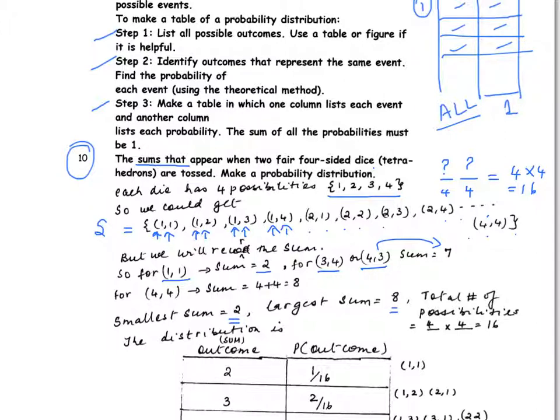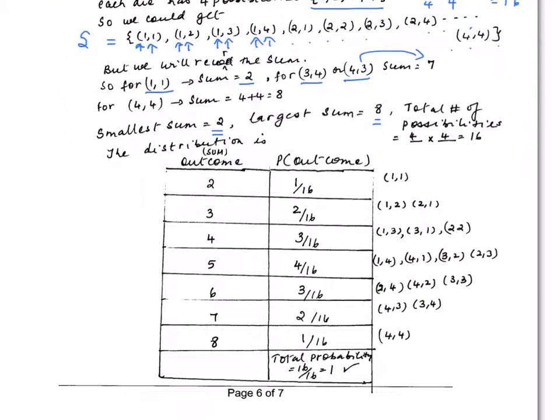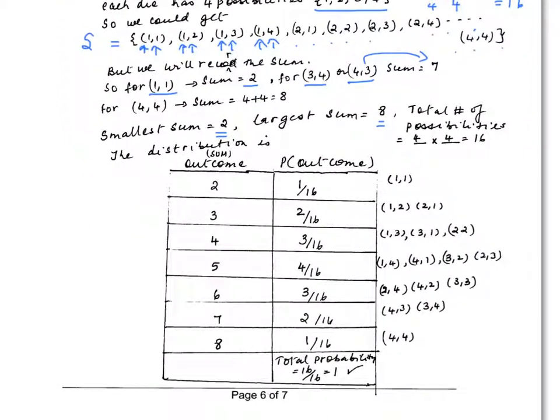It is not possible to get a sum that is larger than 8. So if we are looking at the sums in this particular experiment of tossing two fair four-sided dice, then the lowest number that we can get is a 2, and the highest number that we can get is an 8. Now let's make a probability distribution. What does our probability distribution look like?